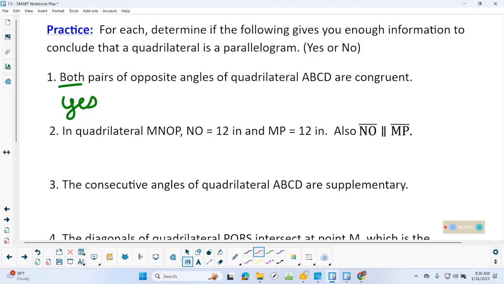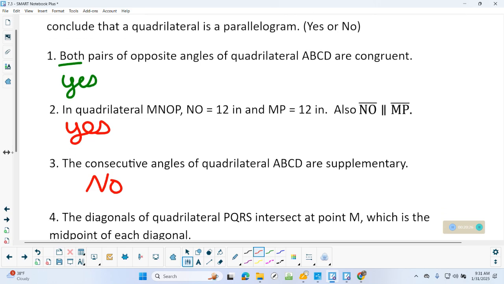In quadrilateral MNOP, NO is 12, MP is 12, so we have 12 congruent, and they're parallel. Is that one of the ways, to show that one set of sides is parallel and congruent? Yeah, I believe it's the third one. What can we not use? Consecutive angles. It's the one thing we can't use to prove it's a parallelogram.